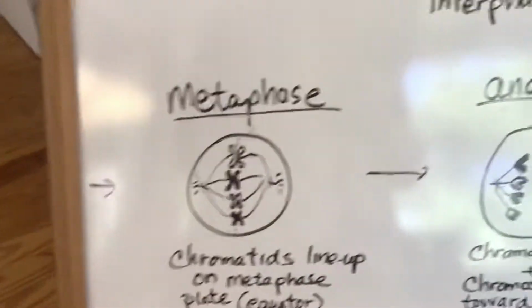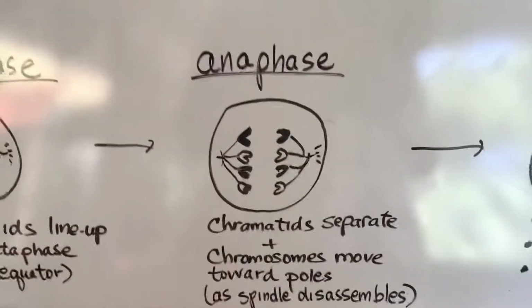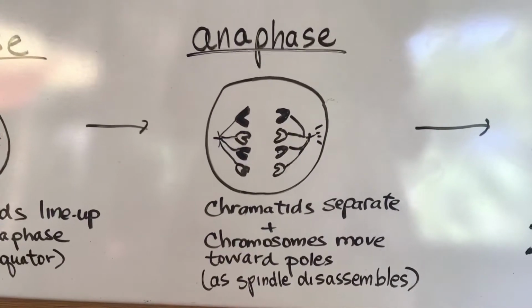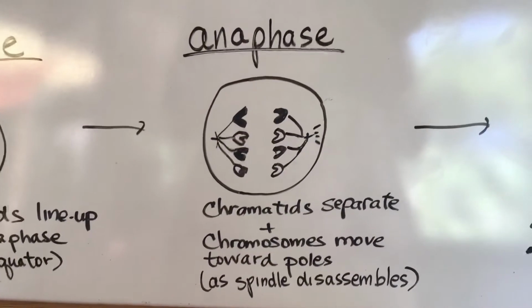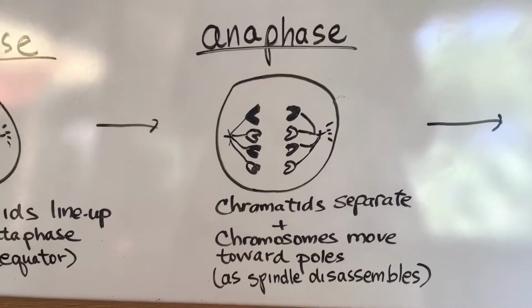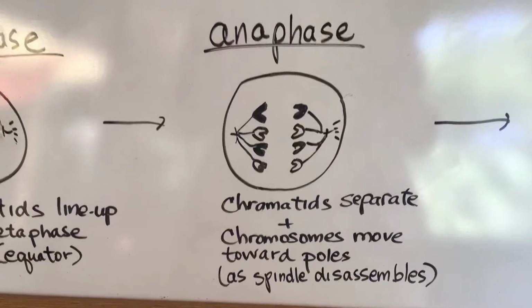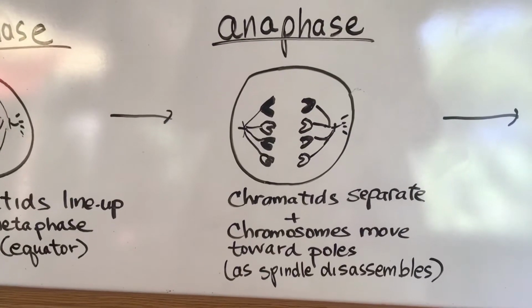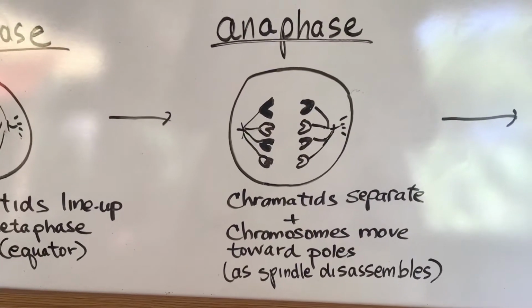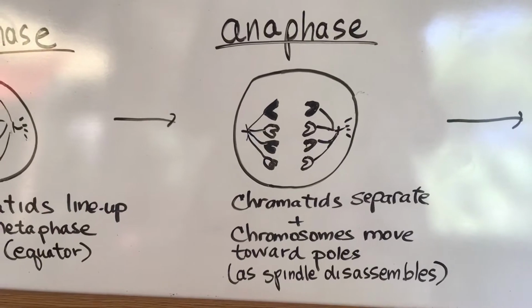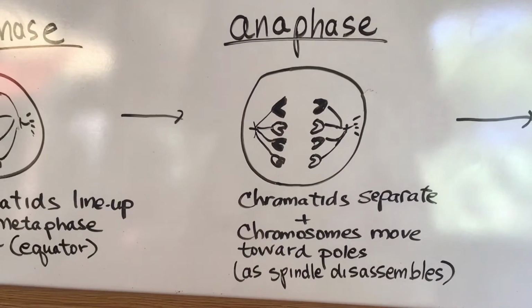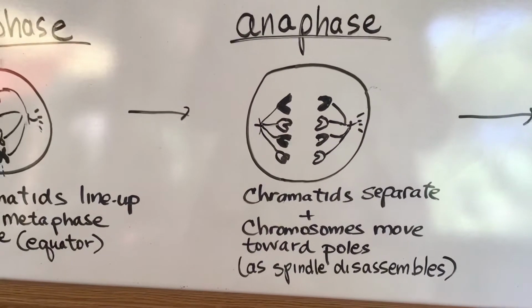All right, the next phase is anaphase. This is where the chromatids separate and move towards the poles. What is happening is the spindle is starting to disassemble, and as it disassembles, the fibers shorten, and that will pull the centromeres apart so that the chromosomes are looking like they're being dragged in jelly, which they literally kind of are, since cytoplasm is somewhat viscous.